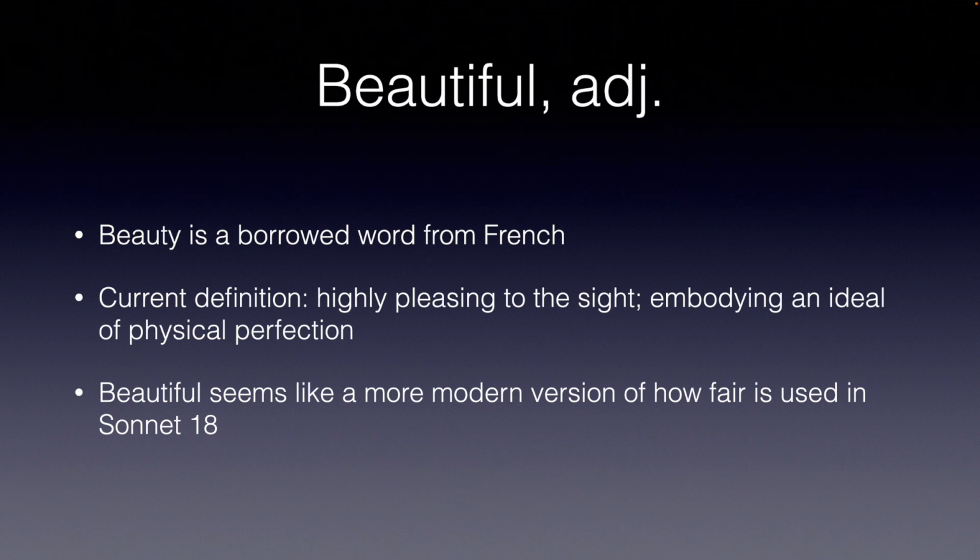So the first word is beautiful. Beautiful comes from the word beauty, which is a borrowed word from the French language. The current definition is highly pleasing to the sight, embodying an ideal of physical perfection, which I didn't know was the definition of beautiful. I thought it was interesting to think of perfection, because obviously no one's perfect, but people are described as beautiful all the time. I thought that beautiful seems to be like a more modern version of how fair is used in Sonnet 18, which I found interesting.